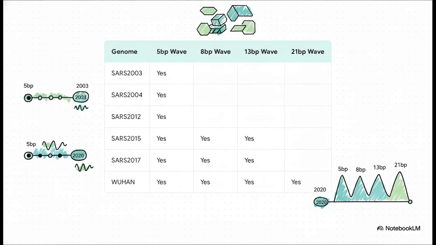Now let's dig into this table, which is based on the paper's data. It really shows a step-by-step progression. You see the early viruses, from 2003 up to 2012, they only have that one 5-base pair wave going on. But then, bam, in 2015, 2 more waves suddenly pop up. And by the time we get to 2020, the Wuhan virus supposedly has all 4 of these Fibonacci waves active.